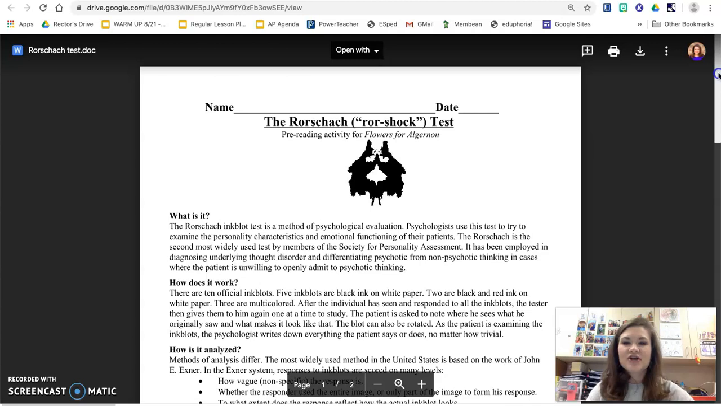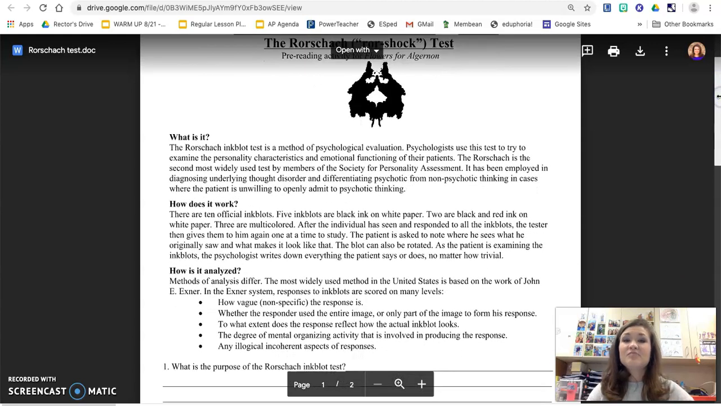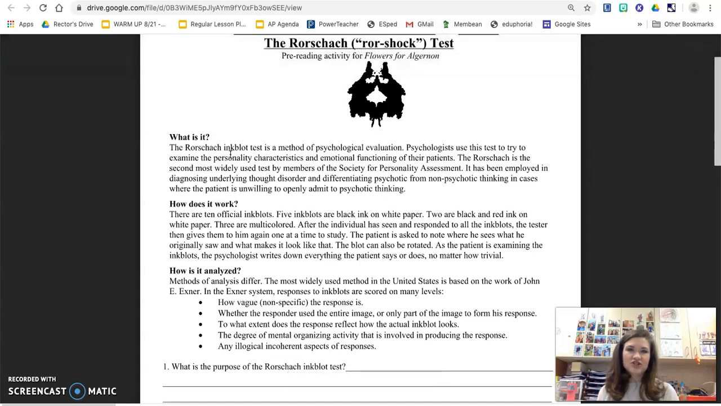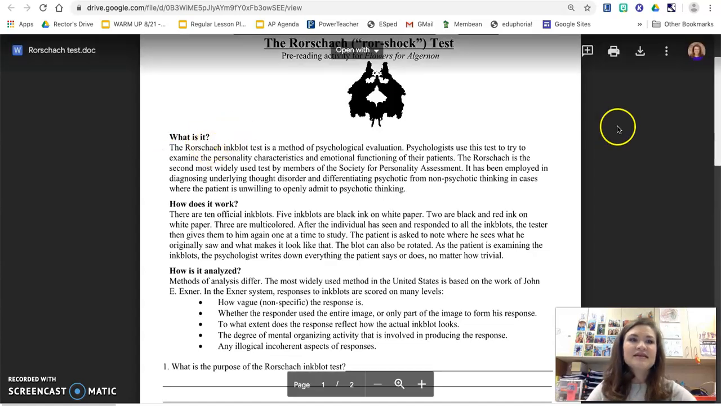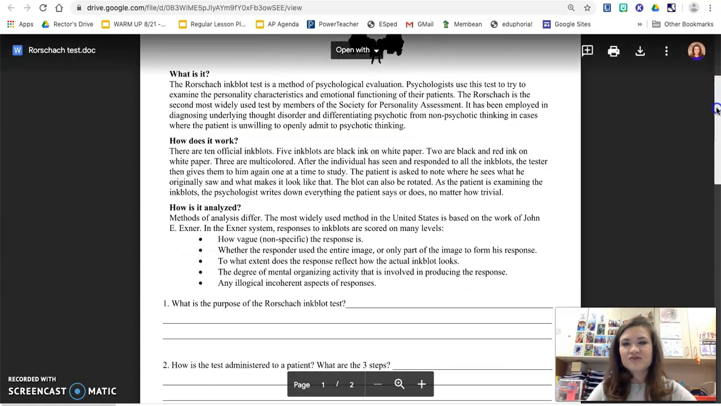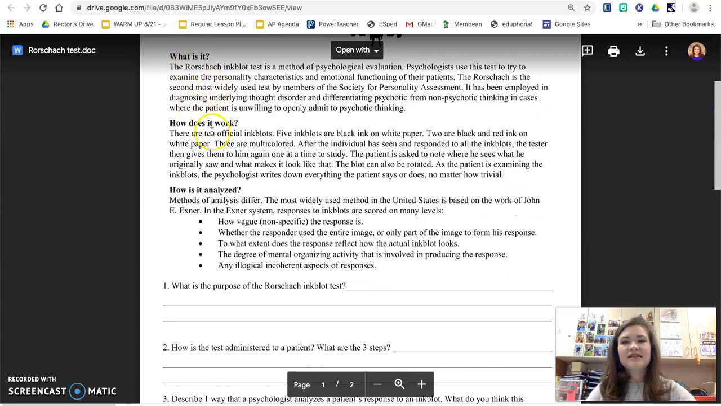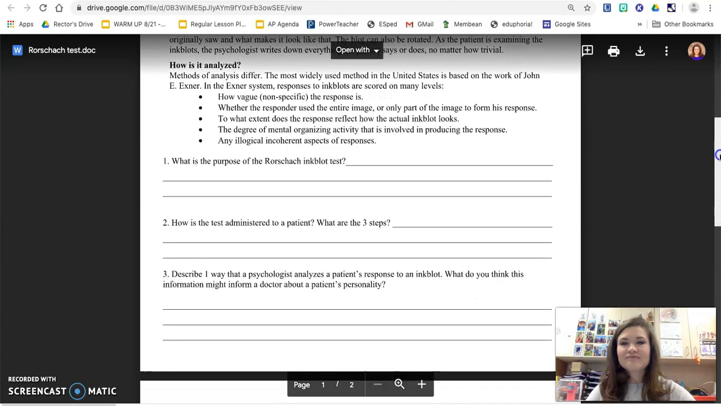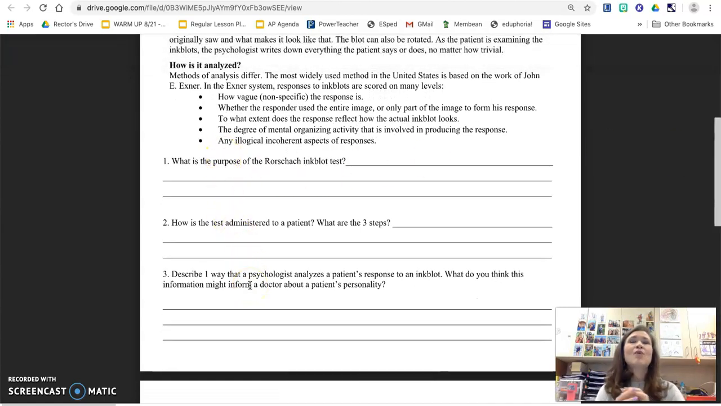The very first thing that's on your activity is just a brief description. It just talks about what is a Rorschach test, and there's some informational text on here that you do need to read and go through because there are some questions on here as well. And it's divided up. You've got these headings here that'll kind of break that up for you. So then you have a couple of questions over what you just read.